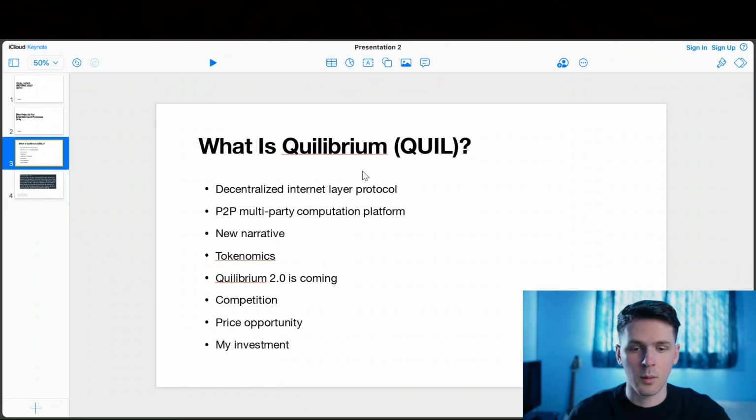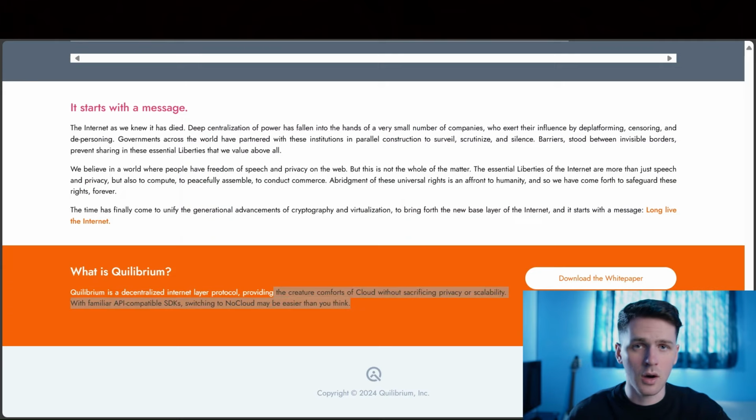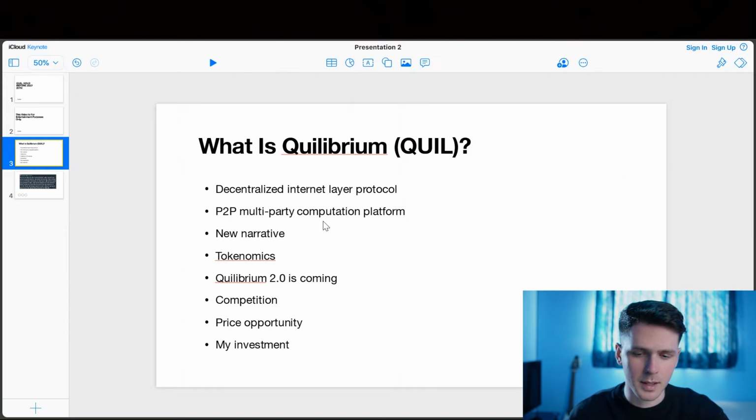Now, the first thing I want to talk about is, what is Quilibrium Quill? Because we have not spoken about this crypto on the channel just yet. It is a decentralized internet layer protocol that provides the comforts of the cloud without sacrificing security or scalability. So it's not a blockchain, but rather a peer-to-peer, multi-party computation platform as a service. And the data and computation in storage is distributed across many nodes. So it's not a singular point of failure, making it very secure.